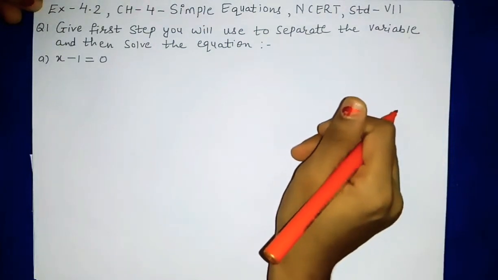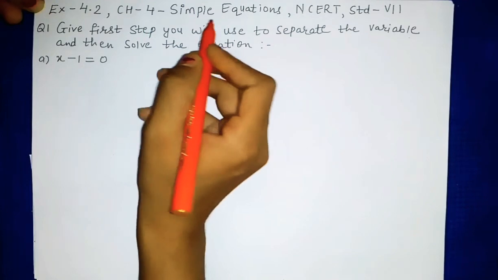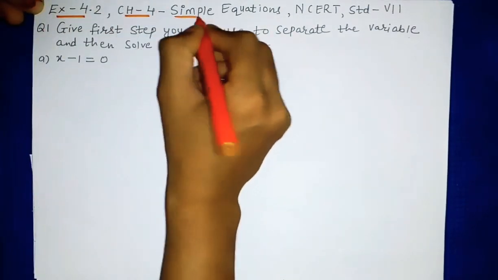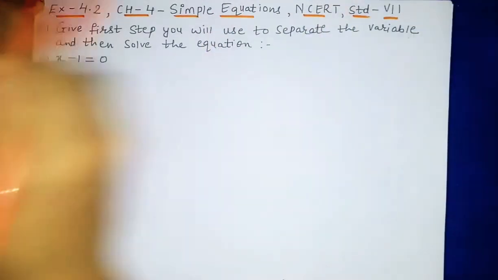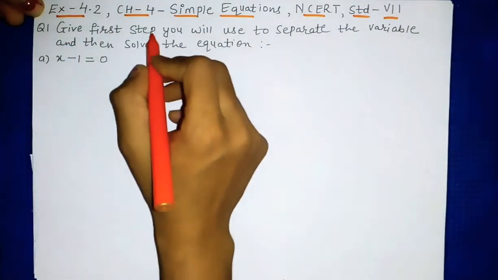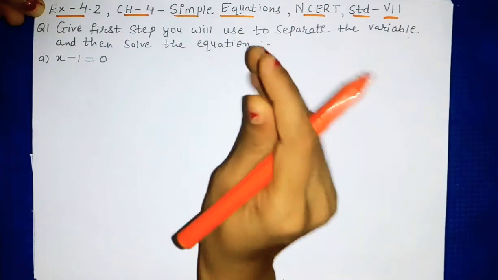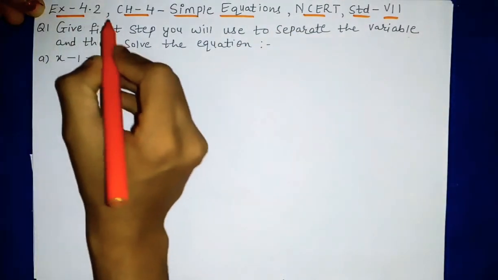Hello students, now we will see the second exercise of chapter 4, simple equations. So exercise 4.2 we will see of simple equations, NCERT standard 7th. Okay, so let's start. The question is: give the first step you will use to separate the variable and then solve the equation. So first of all, what do we need to do in this question?